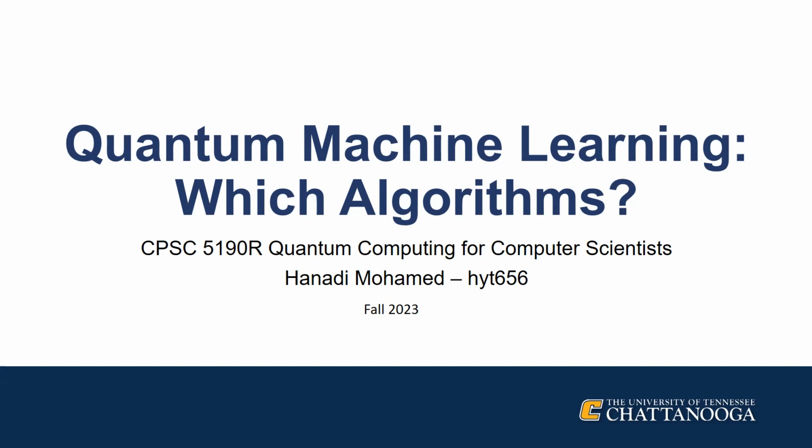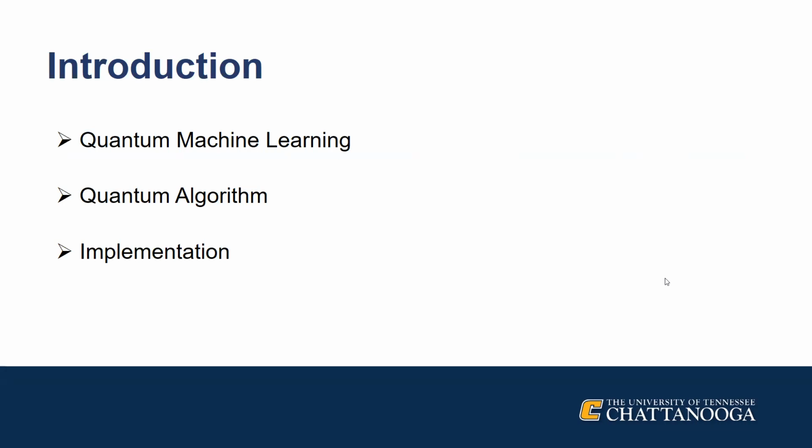I'm presenting quantum machine learning, which algorithm, as part of the final project for quantum computing for computer scientists. So when we talk about quantum machine learning, we're still talking about supervised learning, unsupervised learning, reinforcement. But in this case, we're adding to this the quantum algorithm that actually makes use of quantum computer features, such as superposition, entanglement, and interference to encode data.